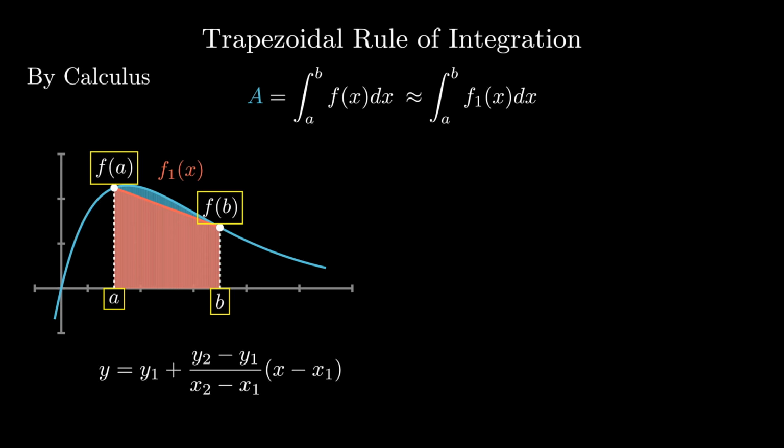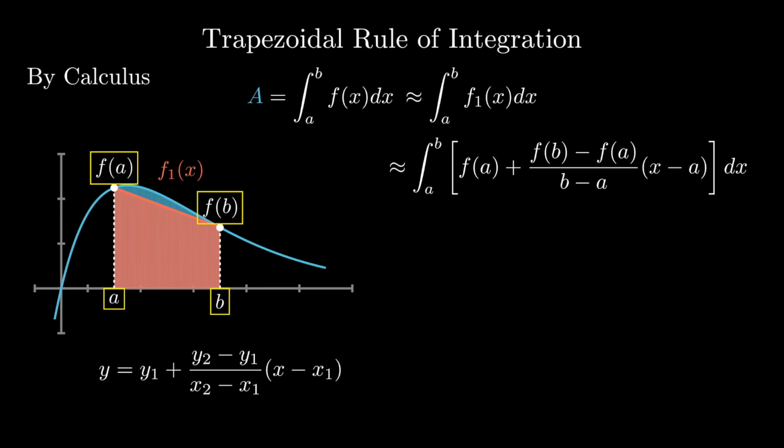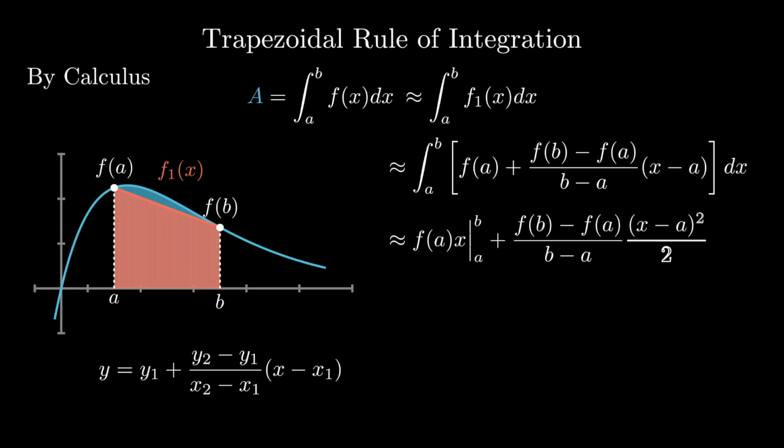Substituting the line equation in terms of A, B, f of A and f of B in the integral, we get integration from A to B of f of A plus f of B minus f of A over B minus A times x minus A, dx. Integral of f of A is f of A times x, limits from A to B, plus in the second term, f of B minus f of A over B minus A is a constant and remains same, and the integral of x minus A is x minus A whole squared over 2, limits from A to B.